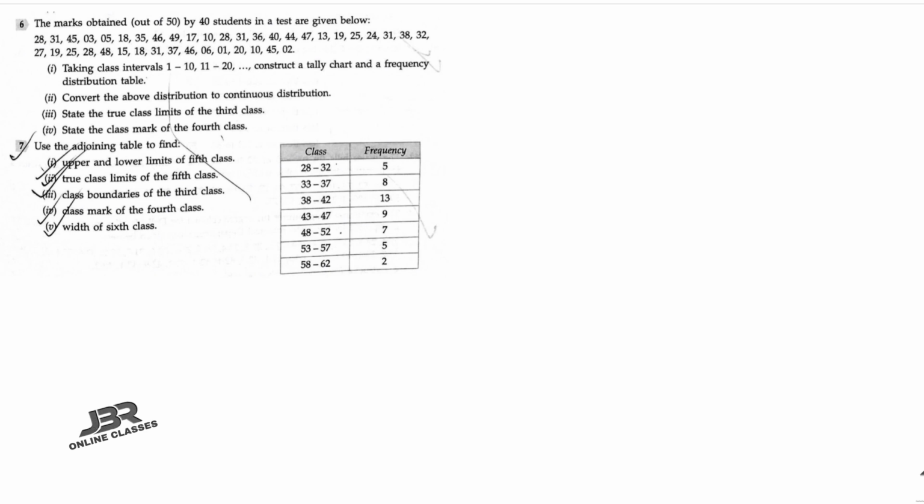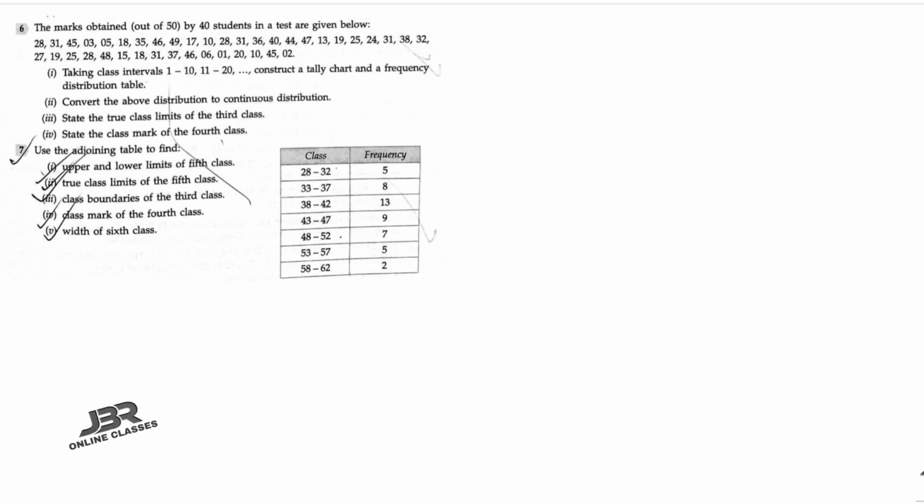Now next one, sum number 6. The marks obtained out of 50 by 40 students in a test are given below. Taking class intervals 1 to 10, then 11 to 20, then 21 to 30, 31 to 40, and the last one 41 to 50. So these are the class intervals. Construct a tally chart and the frequency distribution table. So here you have to construct the tally chart and also the frequency distribution table.